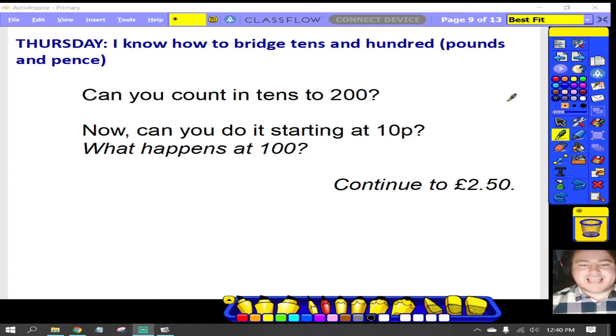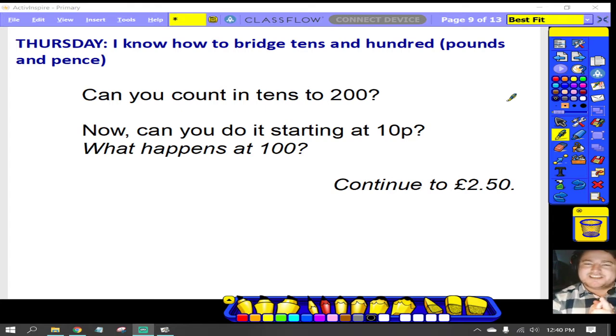Ready? So 10, 20, 30, 40, 50, 60, 70, 80, 90, 100, 110, 120, 130, 140, 150, 160, 170, 180, 190, 200. Now, can you do it starting at 10 pence instead?